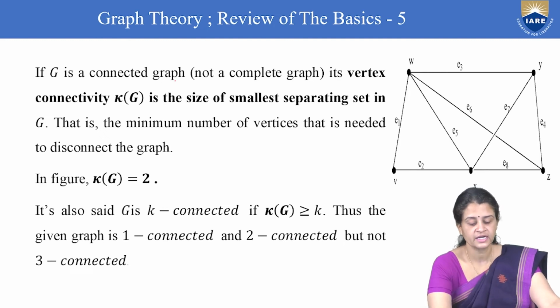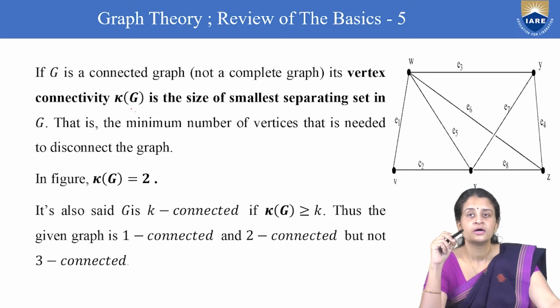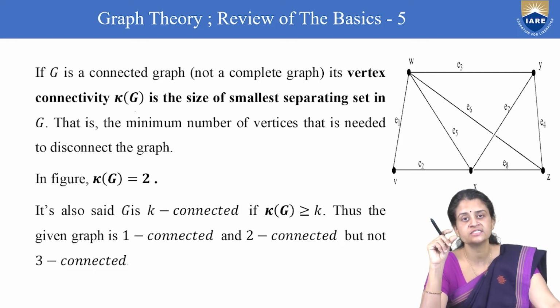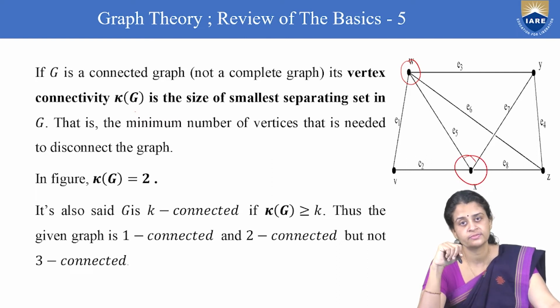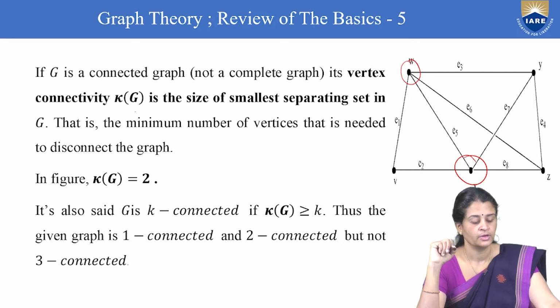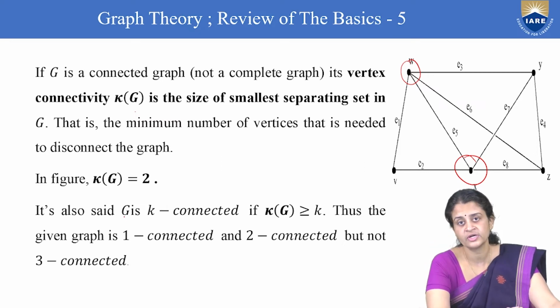If a graph is a connected graph which is not complete, the vertex connectivity, denoted by kappa G, is the size of the smallest separating set or disconnecting set in G. Vertex connectivity is the least number of vertices whose removal makes the graph disconnected. Okay. In the figure, removing two vertices can make the graph disconnected, right? So in this figure, kappa G, the vertex connectivity of the graph, is 2.